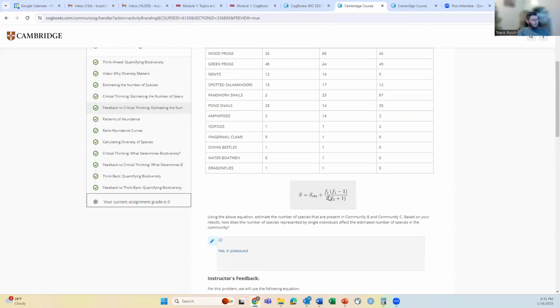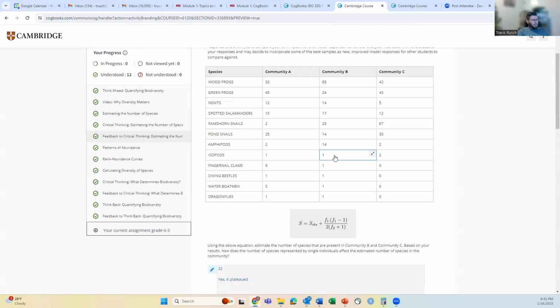Our F1 is different, right? Because now we have 5 species: the isopods, the fingernail clams, diving beetles, water boatmen, and dragonflies. So our F1 is 5. And then our F2, what is our F2? 0? Yeah, because we didn't have any species in community B that had only 2 individuals.